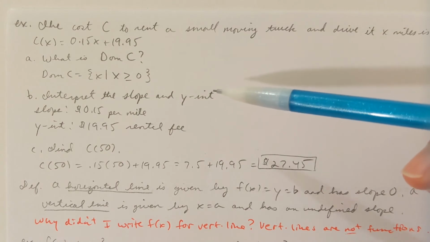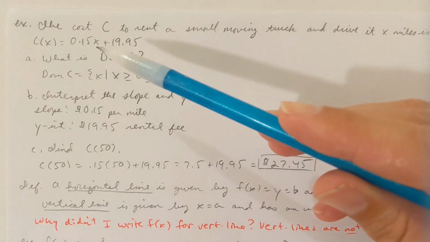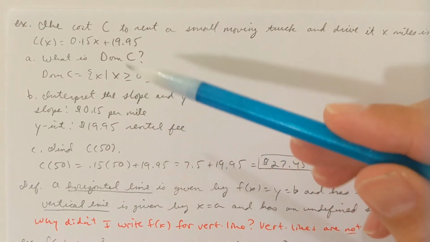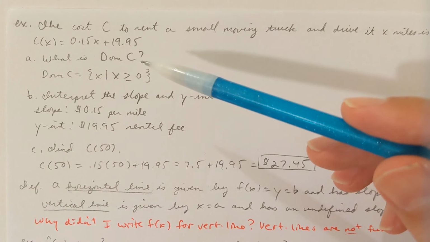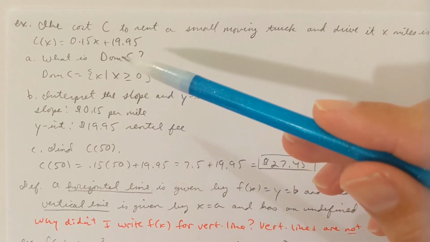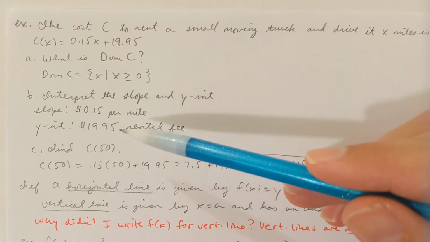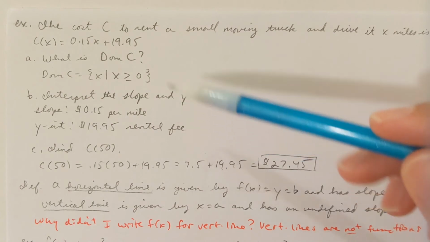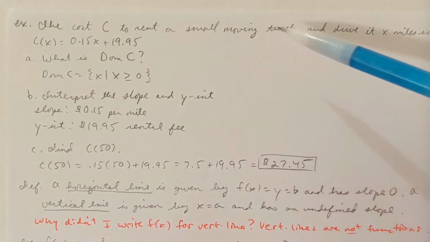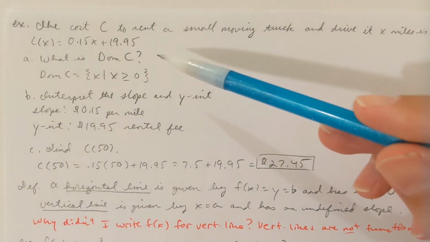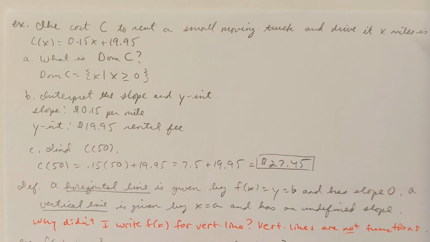Interpret the slope and the y-intercept. The slope m is 0.15, and that's a dollar amount. 15 cents per mile would be the slope. The y-intercept is 19.95. That's again a dollar amount, and that would be the rental fee. In order to rent the moving truck and drive it x miles is going to cost you $19.95 just to get the truck in the first place.